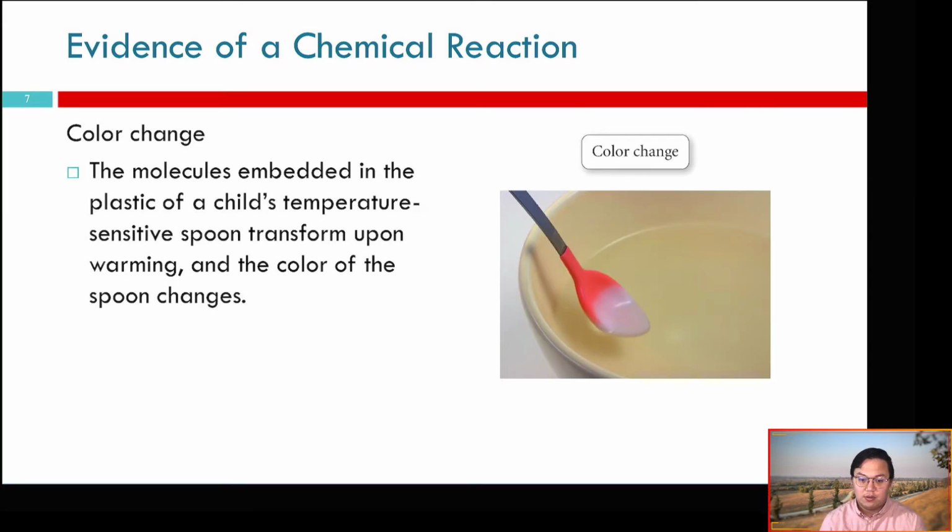One of those is a color change. I know we talked about color as a physical property, but changing color is a chemical change. What's happening in this spoon is when the molecules that cause that red color in the spoon are exposed to high heat, the shape of the molecule changes, and they reconfigure to be this white color. As soon as you pull the spoon out of the hot water, those atoms will go back to their original configuration and be red again. So that would be a reversible chemical reaction.